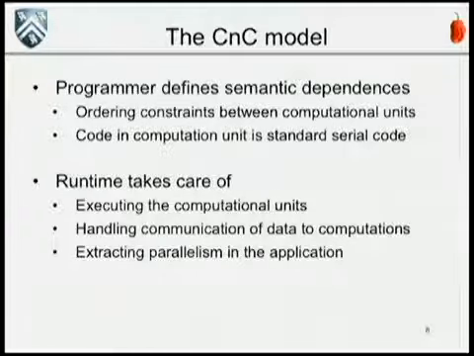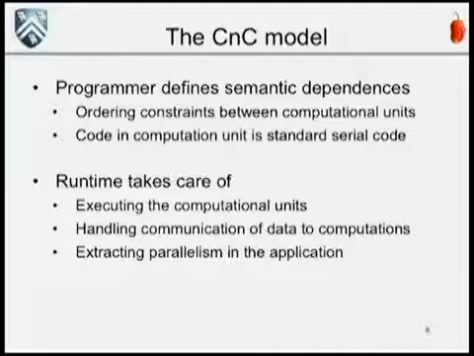So you specify these constraints in some form of a graph. You basically write a text file that defines your graph. And then you write some computational units, which are basically just serial code. They could be in any language of choice. In CnC-Python, it's Python. And then the runtime takes care of handling the dependencies and executing your code in parallel. If there is no parallelism to exploit from your application, then the runtime won't be able to. But if there is, then the runtime will parallelize your application, and you, as a programmer, don't have to worry about writing parallel code.